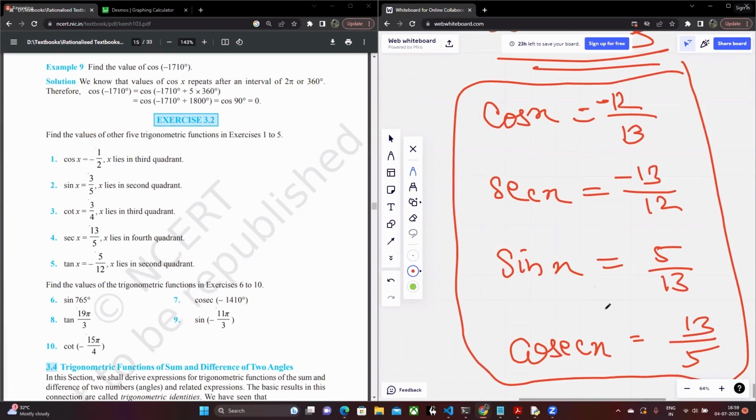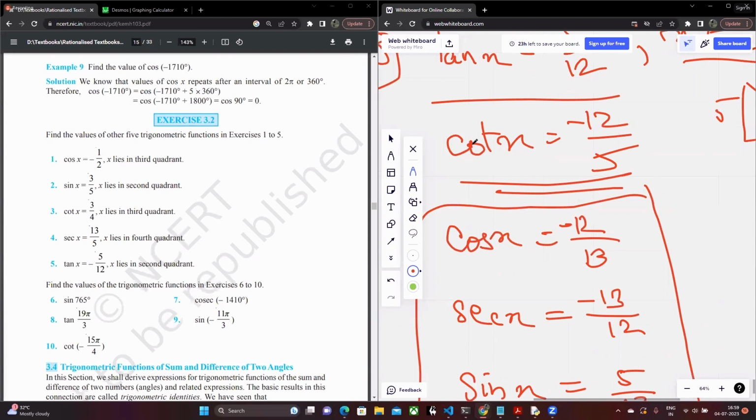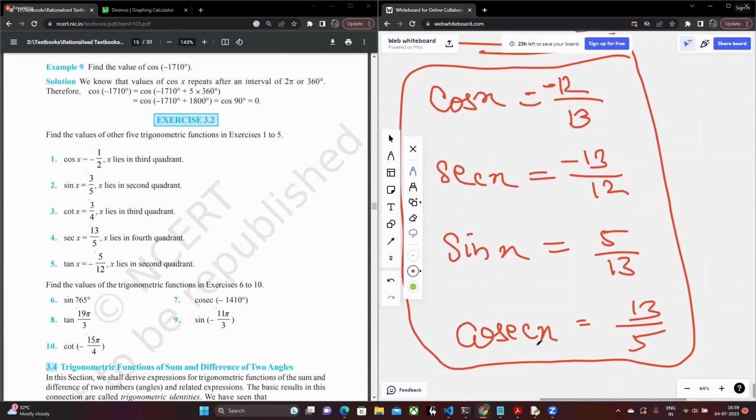So these are the 5 values, right? Cot x is minus 12 by 5. And then sin x is basically 5 by 13. Cos x is minus 12 by 13. Secant x is minus 13 by 12. And cosecant x is 13 by 5. Right?